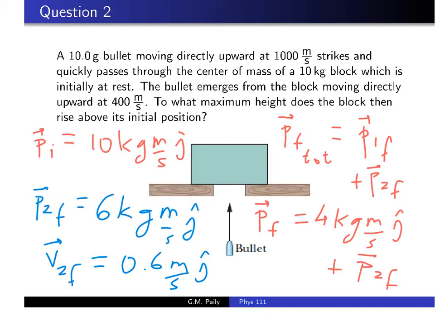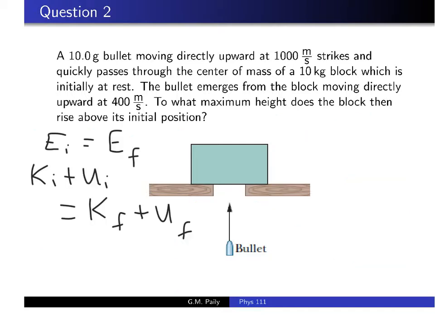However, the question doesn't end here. We are asked to what maximum height does the block then rise above its initial position. So now we have the initial velocity of the block. It's 0.6 meters per second j hat. And we know it's moving up in the y direction, and that the only force acting on it once the bullet has left is the force of gravity. So we could use either kinematics or energy conservation to figure out the maximum height to which the block will rise. I will use energy conservation.